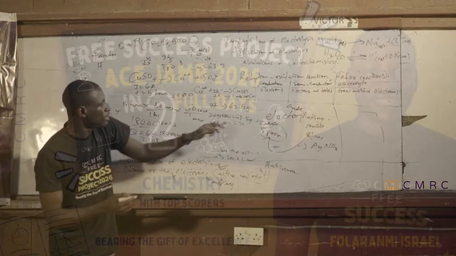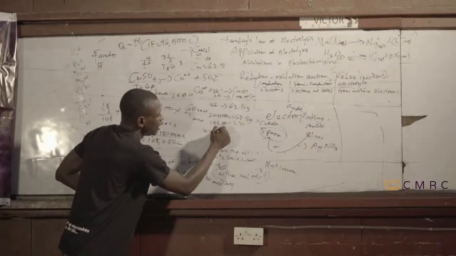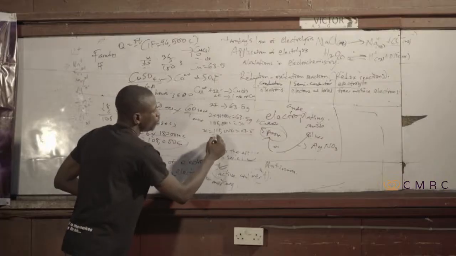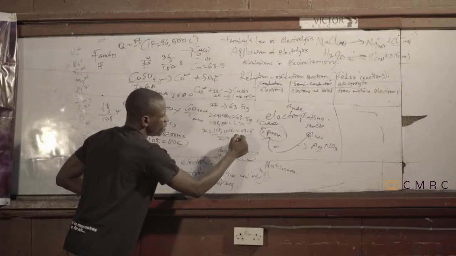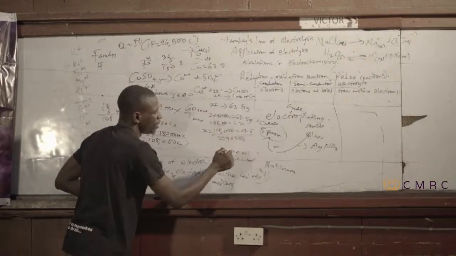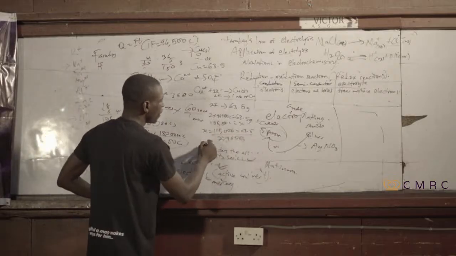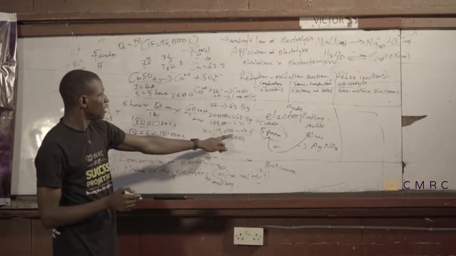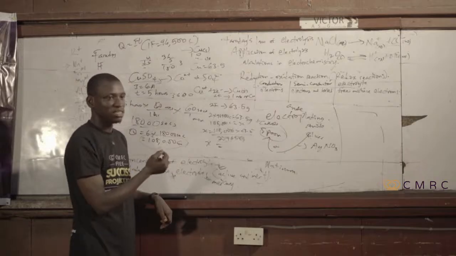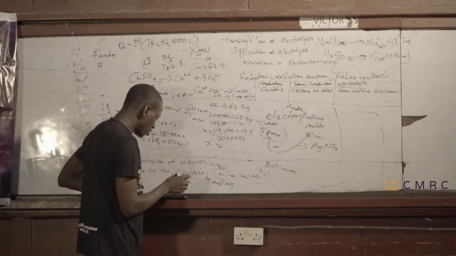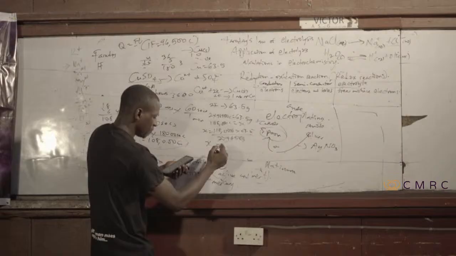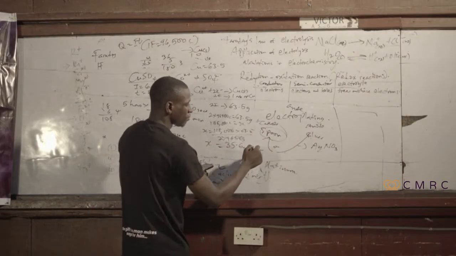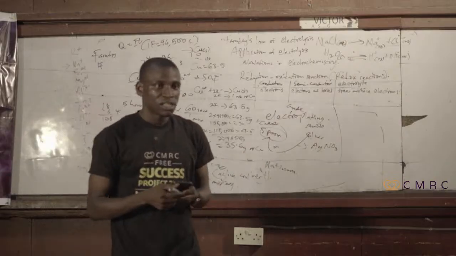So our x will be equal to 108,000 times 63.5 over 2 times 96,500. If you press your calculator, what's going to be the answer? 108,000 times 63.5, everything divided by 2 times 96,500. According to what we have here, approximately you'll have 35.6 grams of copper. That's how to do that.